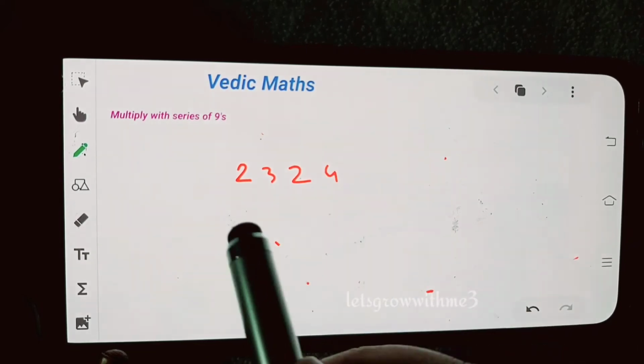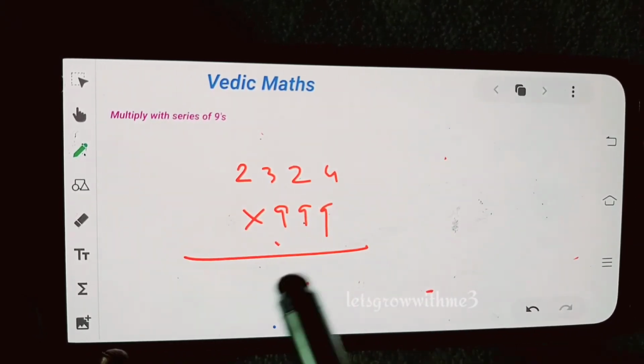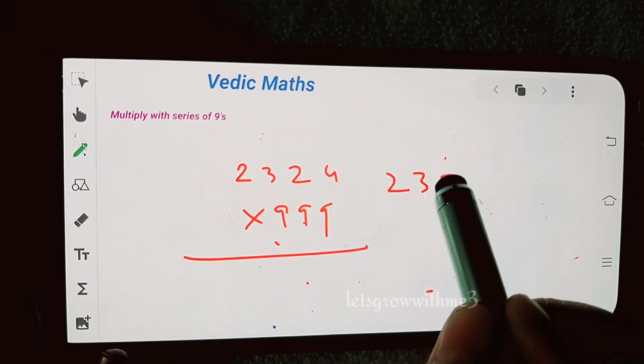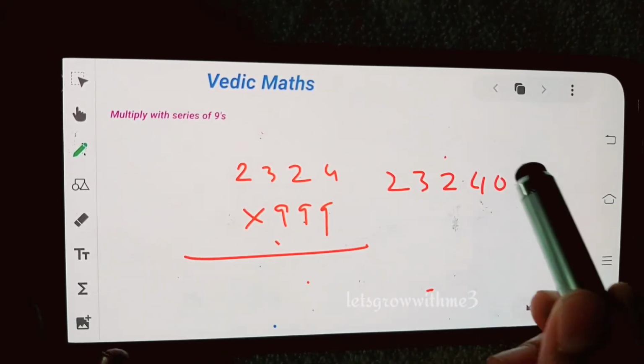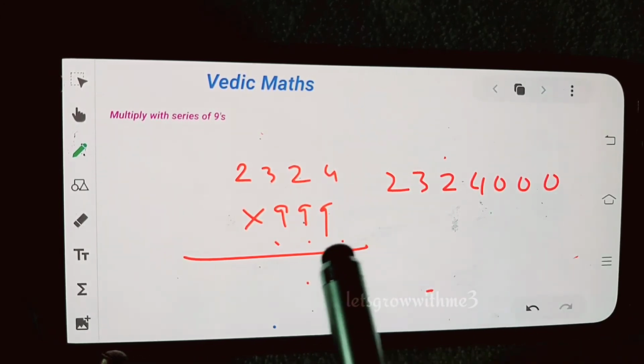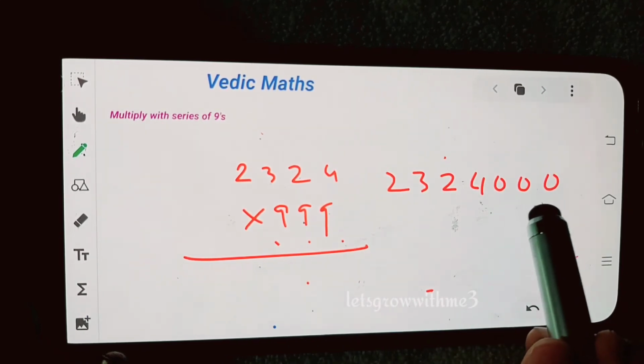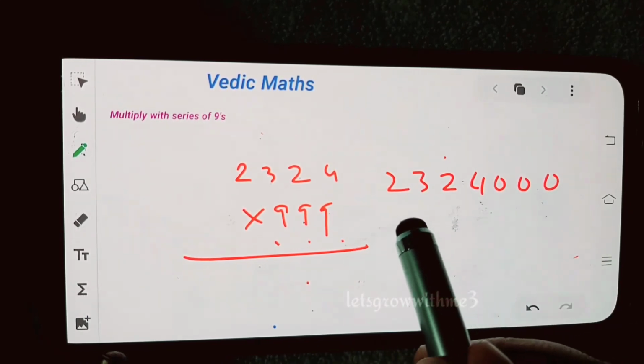So my next question, 2324 times 999. So here we need to multiply with 1000 and then we need to subtract this value. So when we multiply with 1000, the value is 2324000 minus 2324. So we need to subtract carefully.